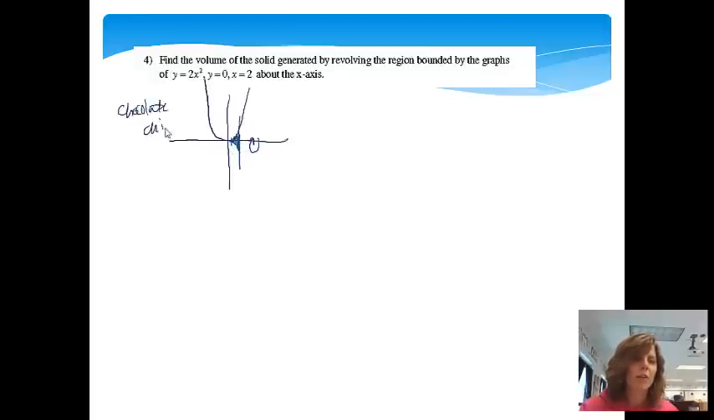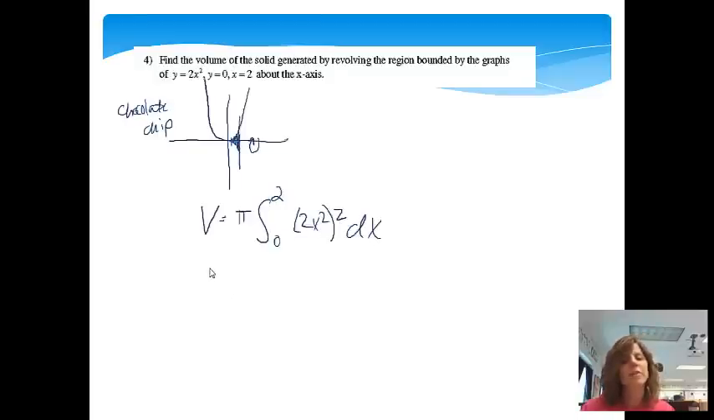Hopefully you think it does too. All right, so to find the volume of this, we're going to take pi, and it's going to go from x equals 0 to x equals 2. And then we will have the radius. The radius of that circle, of our disks, is going to depend on 2x squared. So we'll have 2x squared dx.